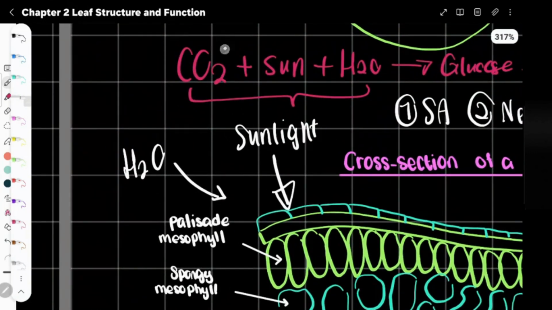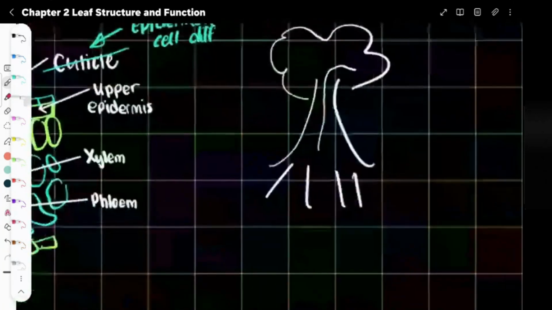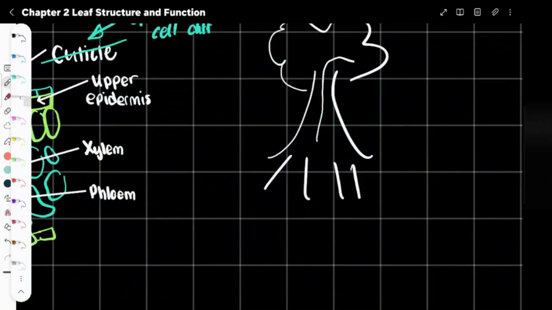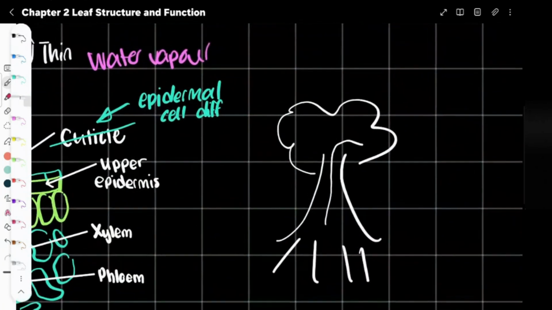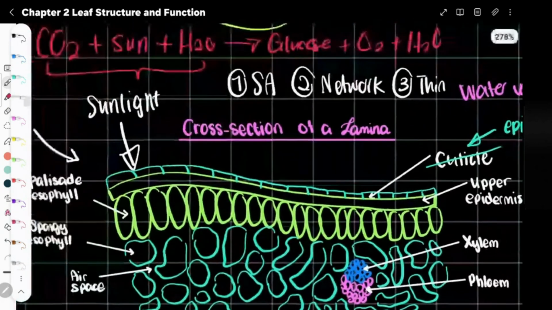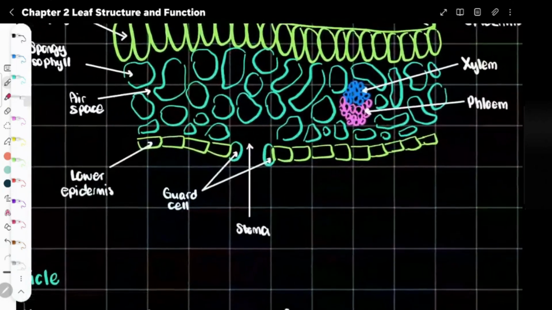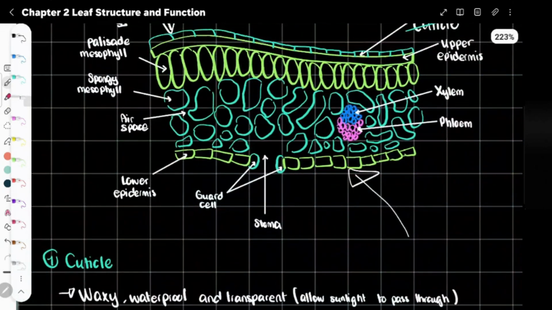Now we need carbon dioxide. So where can we get the carbon dioxide? From the air, lah. Do you think we're gonna get it from the root? No, lah. The only way to get the carbon dioxide is through the leaf. Just now I said sunlight can enter from the top, so where's the leftover area? The bottom. The carbon dioxide will actually enter to the bottom.